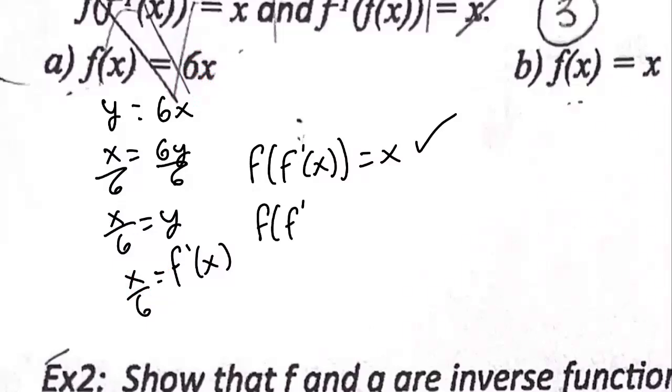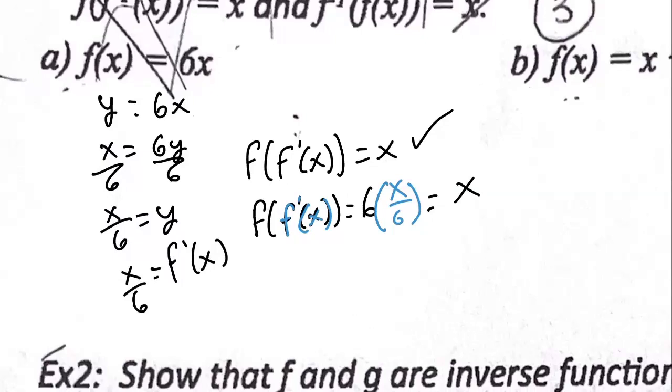So f of f inverse of x is equal to 6 times x divided by 6, because that's what f inverse of x is equal to. You simplify it, and you get x. So we're just verifying that it is indeed true. We're plugging the inverse function into the original function to verify that it is indeed true. And then it has to be true going backwards. You have to plug the original function into the inverse function.